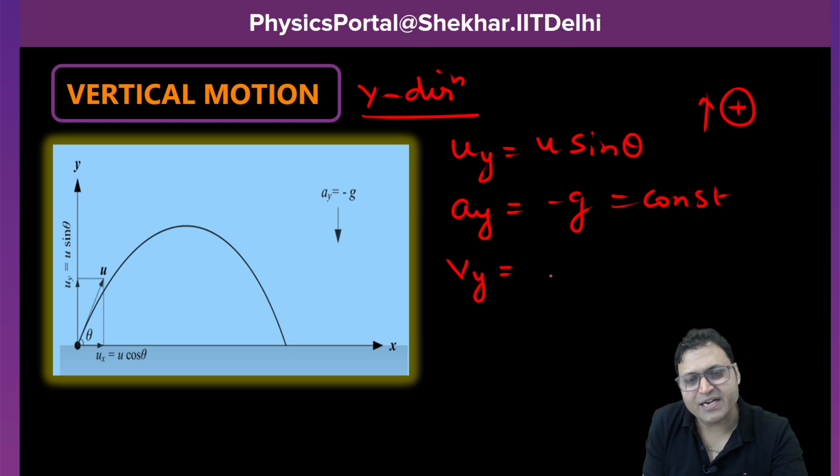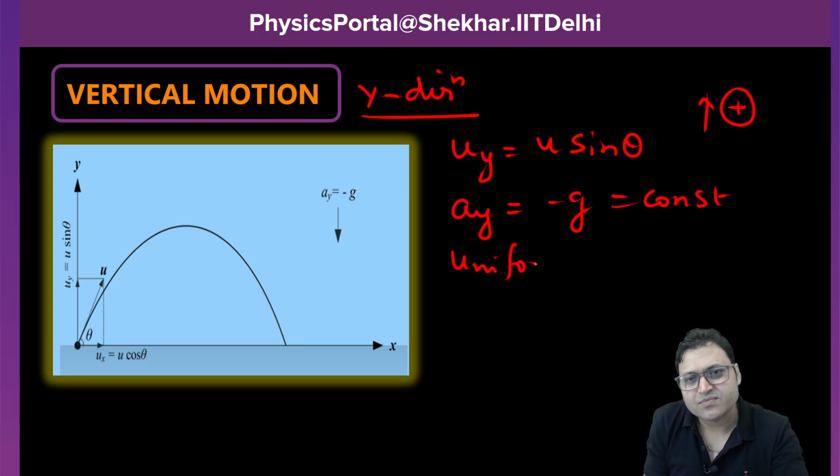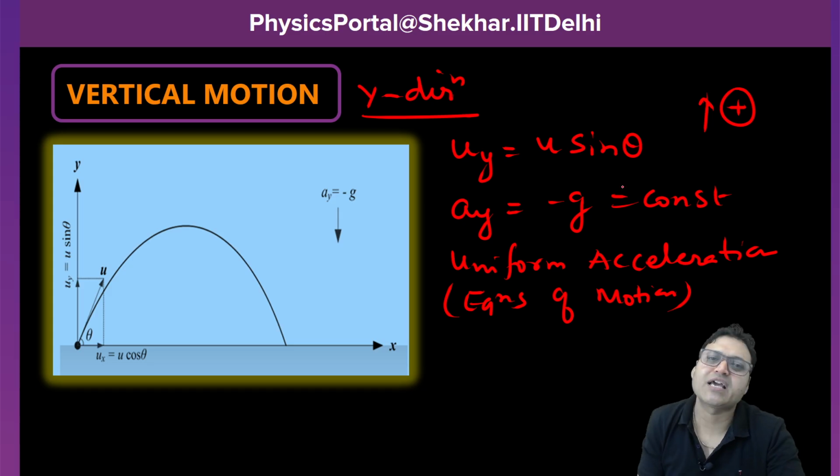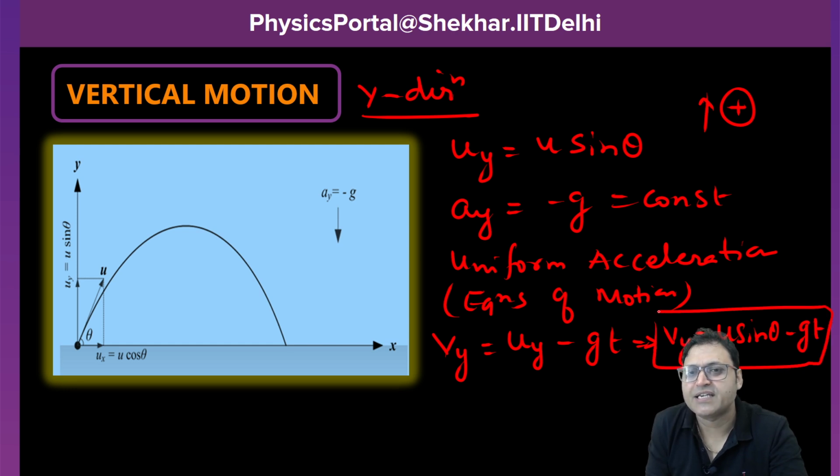It is called uniformly accelerated motion, or uniform acceleration. So we can apply equations of motion. All the equations of motion can be applied in y direction or vertical direction. We can say vy is equal to uy minus gt, or vy is equal to u sine theta minus gt. This is the final velocity, or the velocity at any time t.